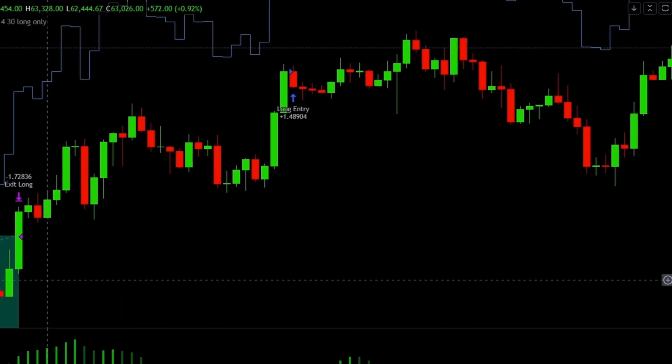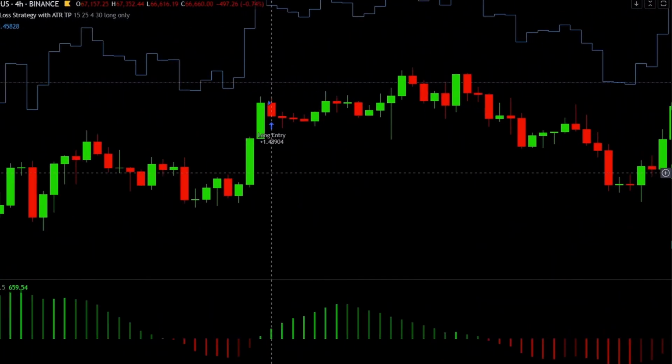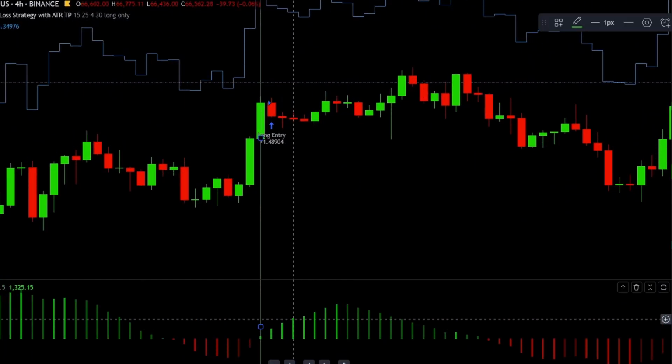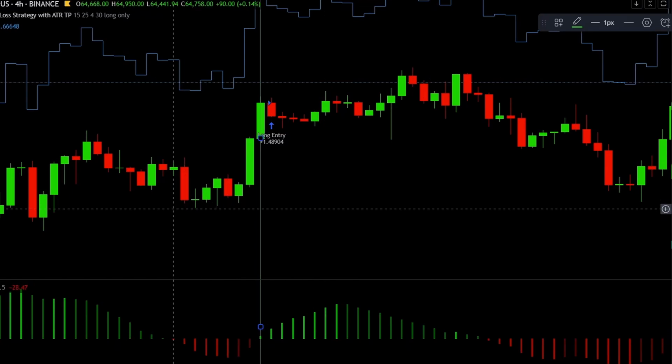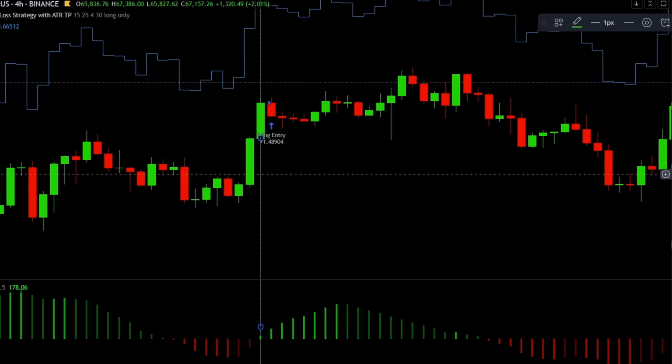Let's see another example. Here is another valid long entry. The squeeze momentum turned from red to green, and we don't have an open position. For the stop loss, we will place it at the low of the last 25 candles.